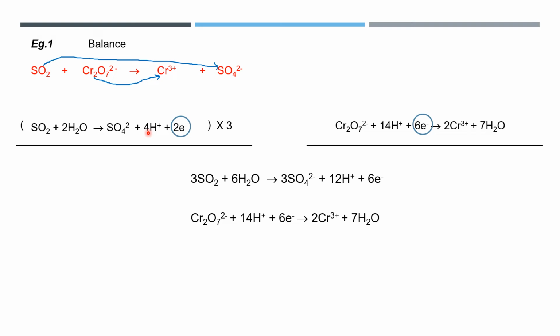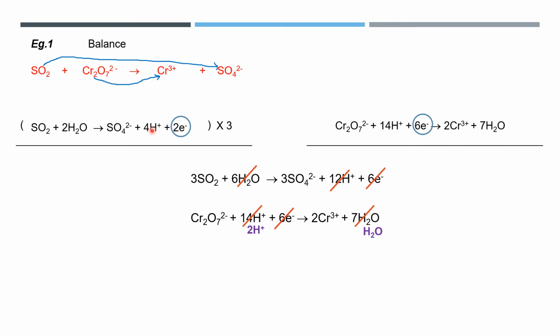Once you have reached that stage, you cancel everything that is common on both sides. Water, we have 6 moles of water. 6 moles of water goes out from here and we are left with 1 mole of water. H plus, 12 H plus from here goes out and we are left with 2 moles of H plus.